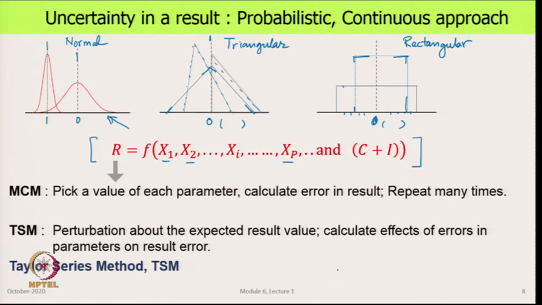So, what we have is that you could have a situation where x 1 is following triangular distribution function, x 2 is coming from the normal distribution function, x p is coming from the rectangular distribution function. That is one case. Or it could be that all of them are coming from the normal distribution function, or that we assume that some are coming from normal, some from triangular, or we say all of them are coming from rectangular. Any of these possibilities are there.